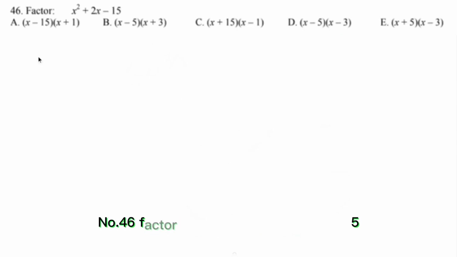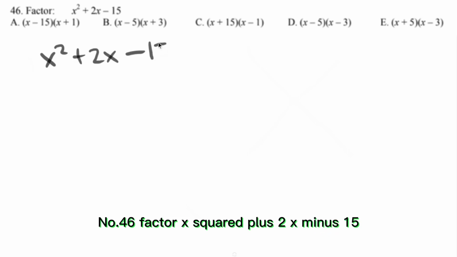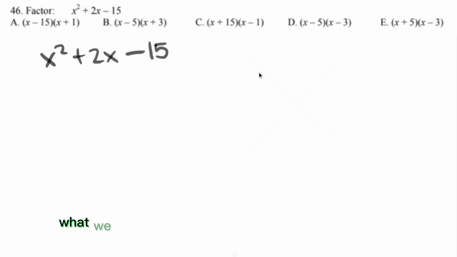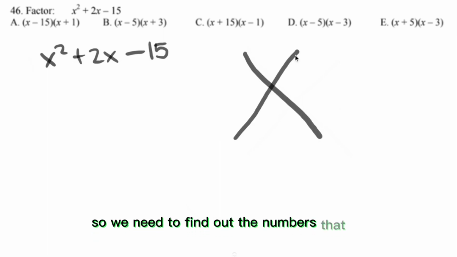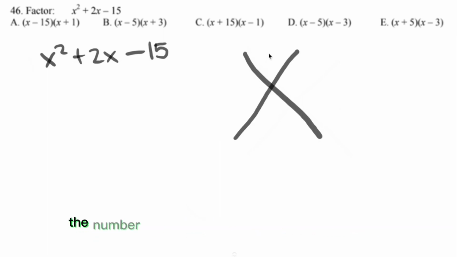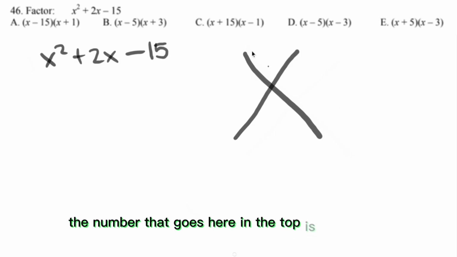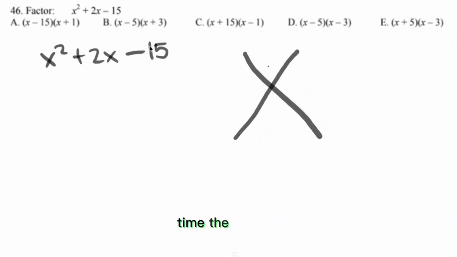Number 46, factor x squared plus 2x minus 15. Alright, to solve this, what we need to do is we need to do our magic cross. So we need to find out the numbers that go in all 4 sections. So the number that goes here in the top is the a value times the c value. Since the a value is just 1 here, it's just the c value by itself, which is negative 15. And then the number that goes here is just the b value, which is 2.